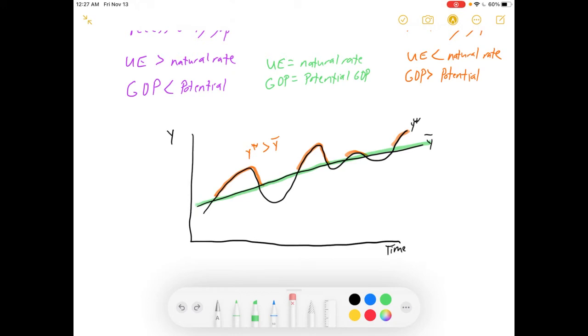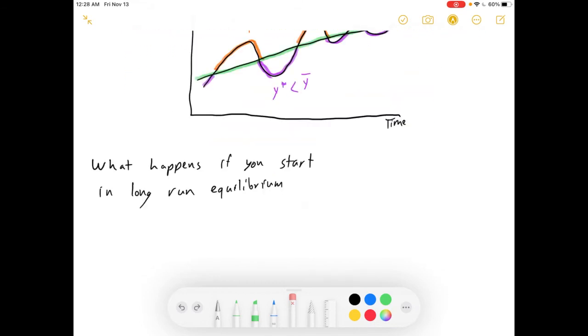Anytime your GDP is higher than potential, you're in that positive output gap or the inflationary gap. All of these orange spaces are positive output gaps because GDP, Y star, is greater than potential GDP, Y bar. Likewise, if GDP is less than Y bar, then all these purple areas are the negative output gaps or the recessionary gaps.